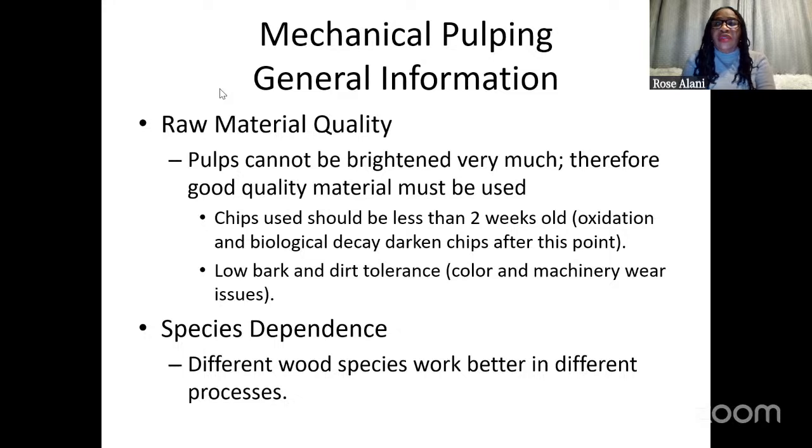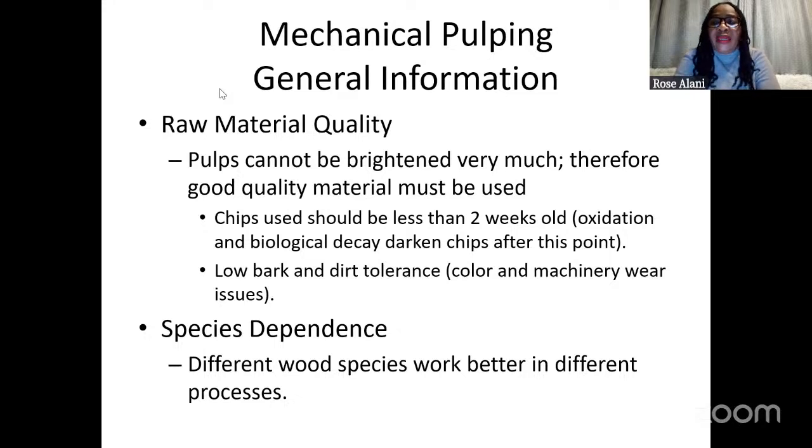The chips that you use should be just less than 2 weeks old, not the wood that has been kept for so long. This is because of oxidation and biological decay, which can lead the chips to be very dark after you carry out the pulping. So after 2 weeks, the chips will not be that good. Oxidation and biological decay will take place. And so, low bark and dirt tolerance. It will not tolerate bark and dirt.